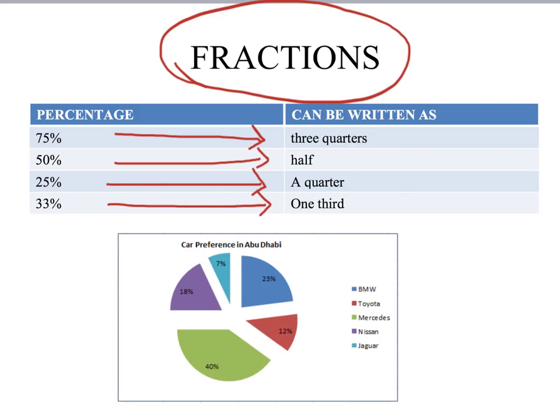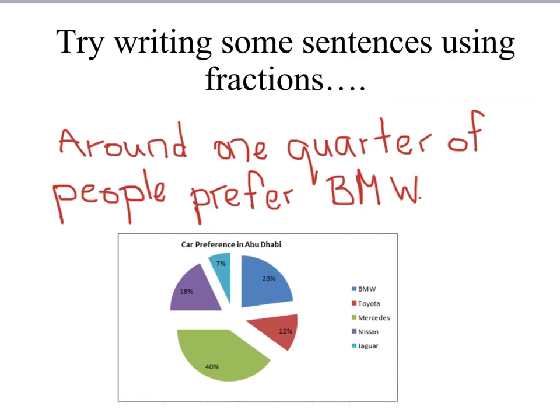Now try writing some sentences using fractions. I could say that around 1/4 of people prefer BMW. My fraction is 1/4. 1/4 is 25%. So I say around 1/4 of people prefer BMW.